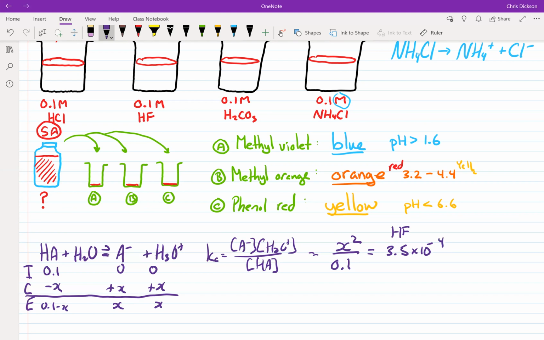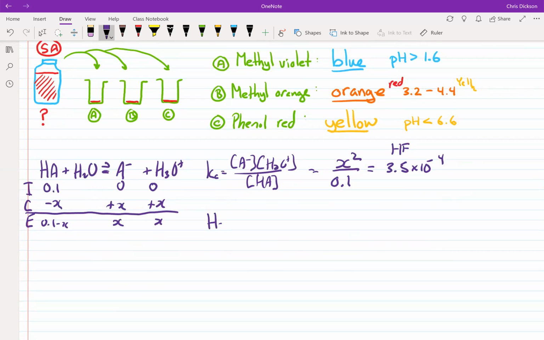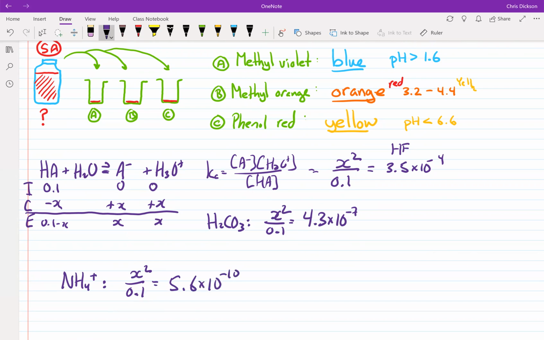And for H2CO3, it would be really the same equation, x squared over 0.1 equaling, where is it here? I think it's 4.3 times 10 to the minus 7. And then I'll do NH4 plus, and that would be x squared over 0.1 equaling 5.6 times 10 to the minus 10 here. Okay, so I'll kind of do these as separate calculations. I'm going to do most of it on my calculators. Hopefully you guys can kind of follow along here.